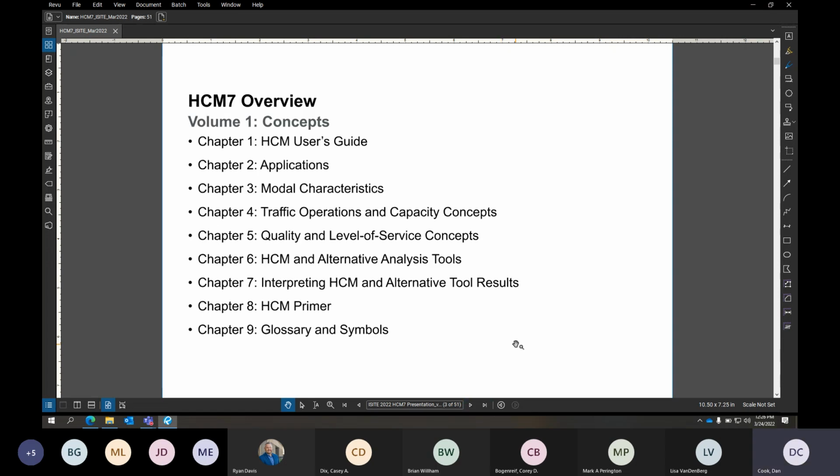I'm not going to go through every chapter, but the layout of the Highway Capacity Manual 7 is very similar to previous versions, where there are 3 different volumes and then a 4th online volume. Volume 1 has to do with concepts of the Highway Capacity Manual. A lot of good stuff in here, especially for teaching in a classroom. I think a lot of people kind of forget about Volume 1, but it has good stuff in it.